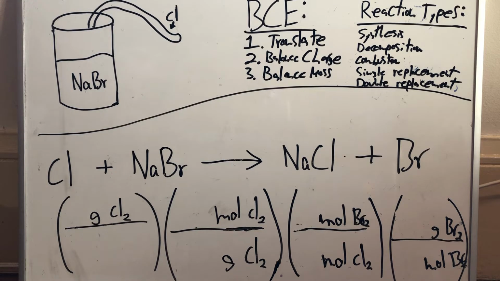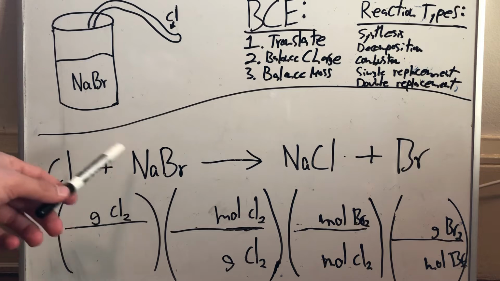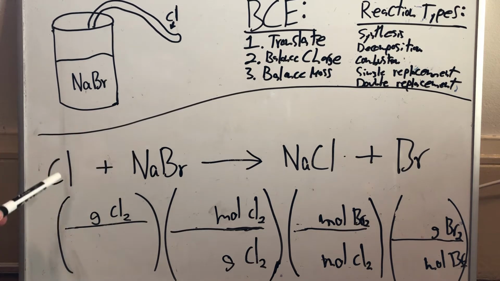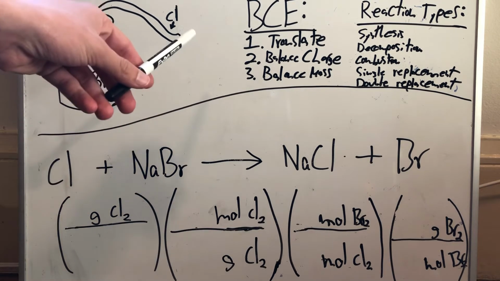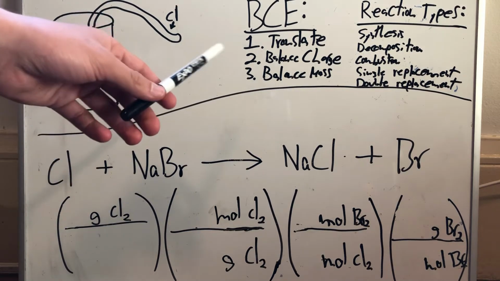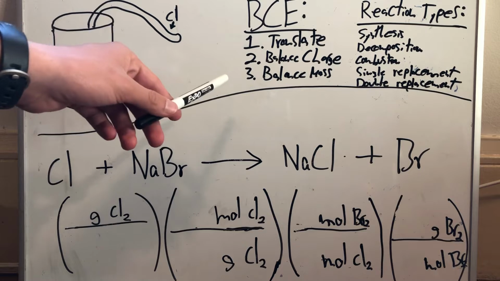I'm pretty sure because here you can see we have chlorine and sodium bromide. We have like 3 things. It's going to be single replacement because otherwise we would have chlorine in some sort of compound, but we have it on its own. So we're going to go ahead and say it's single replacement. Now let's remember the steps to BCE, balanced chemical equations. We start by translating. Did that. I'll explain it. Then we're going to balance charge and then balance mass.